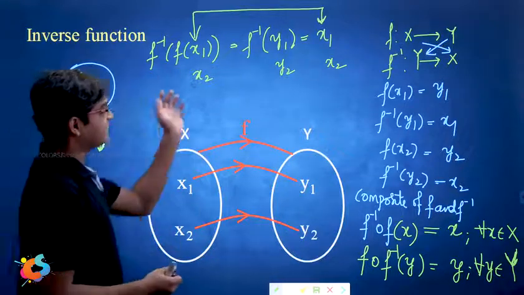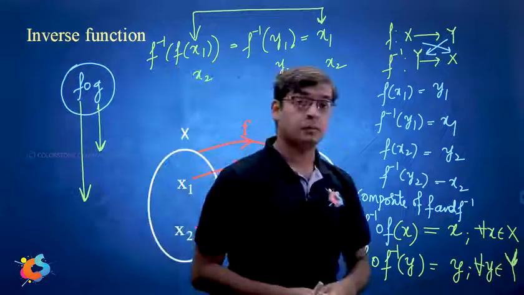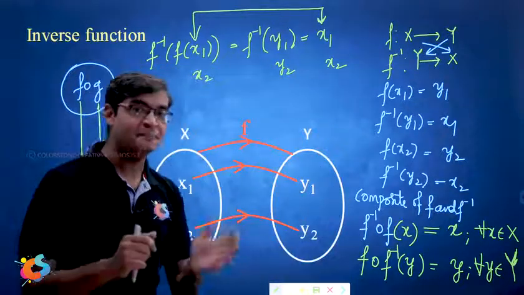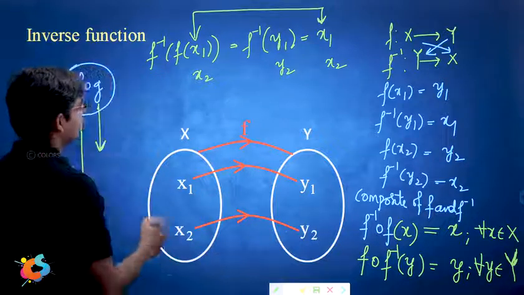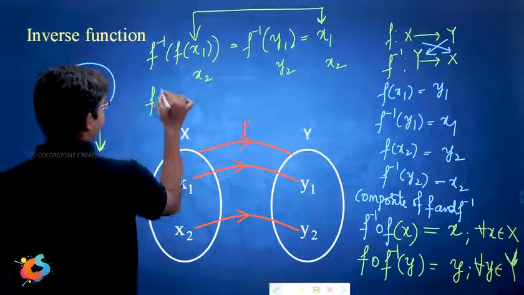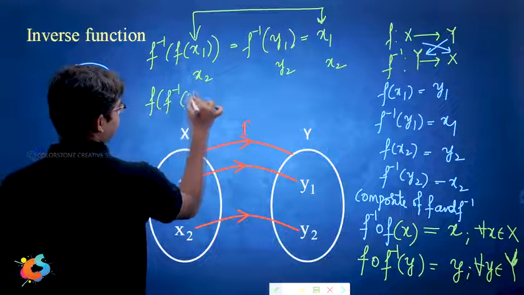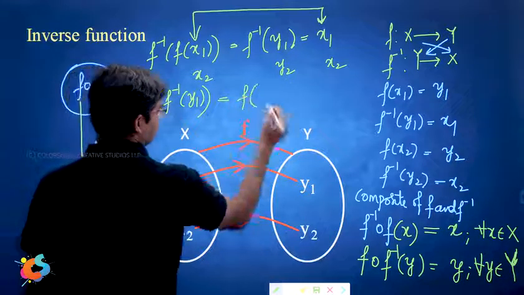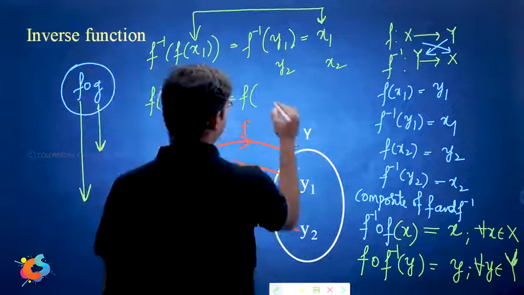So again you can see the input and the output both are the same for this composite function of f and f inverse. So in the same way, let us do it for this also. f inverse of, take an element from set y, let us say y1. So f inverse of y1 is nothing but x1.